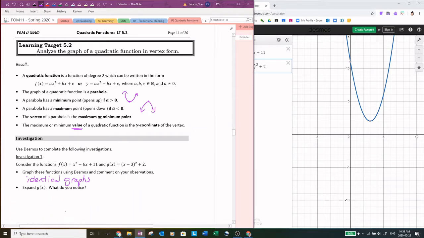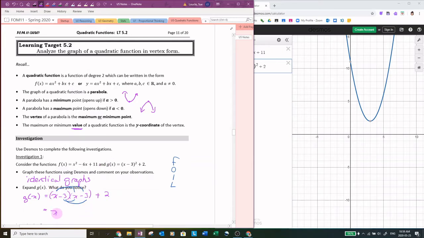And then it says to expand g of x. That means multiply it out, which you may or may not remember from last year. So let's try that. It's x minus 3 squared, but I'm going to write that as x minus 3 times x minus 3 because that makes my multiplication easier, plus 2. And then I'll just remind you of FOIL: first, outer, inner, last. I'm assuming that you learned that last year. I don't know any other acronym for that, so I'm going to assume that's the one you learned.